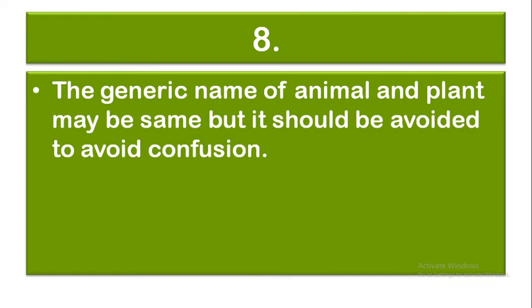Then the generic name of an animal and a plant may be the same, but it should be avoided to avoid confusion. If you call some animal or plant by the same name, it may create a very big confusion. That may be a vegetable. If you call that vegetable by the same name as that animal, it will not be that effective, or it will create a very big confusion among the vegetarians and non-vegetarians. Okay, simple, on a lighter note.